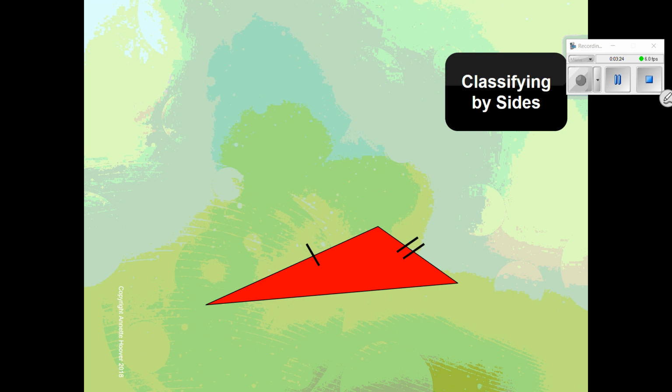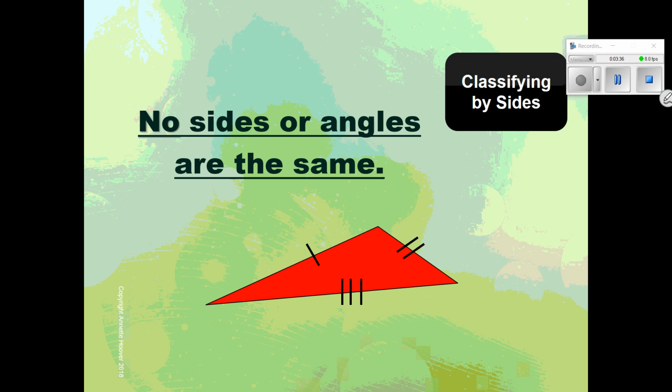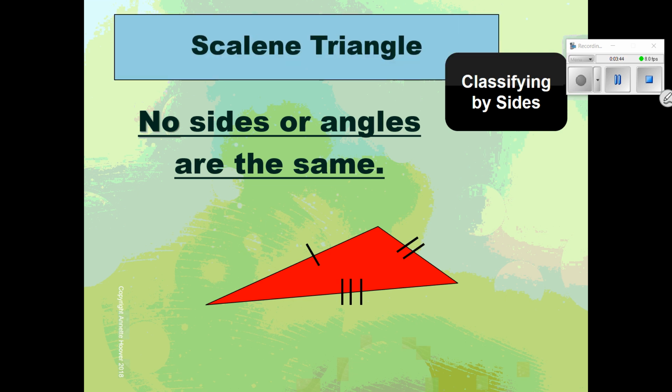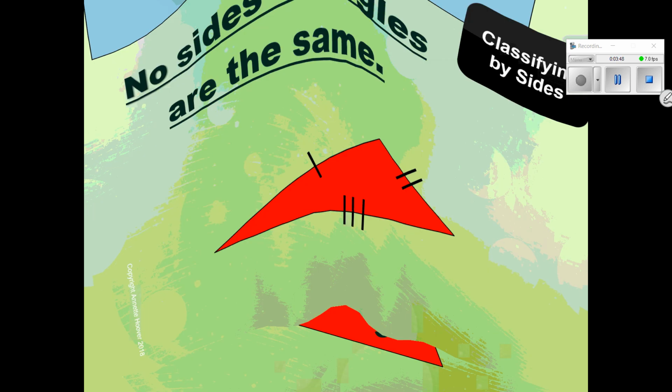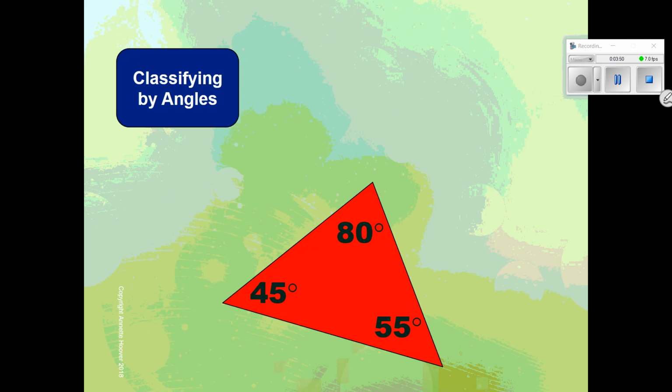On this triangle, because there is one slash and then two slashes and three slashes, this is indicating that all three sides are different lengths. If all three sides are different lengths, then all the angles are different measurements. So here's the definition. No sides or angles are the same. This is called a scalene triangle. We can also name triangles by their angles.